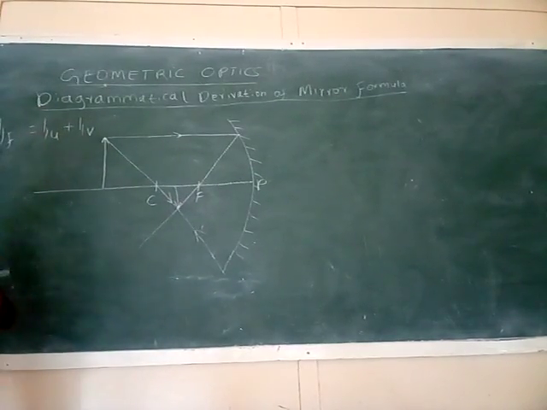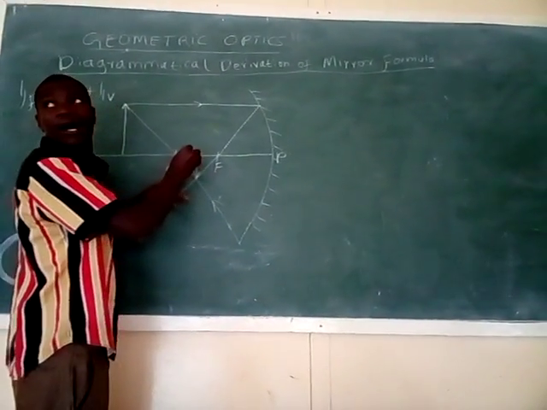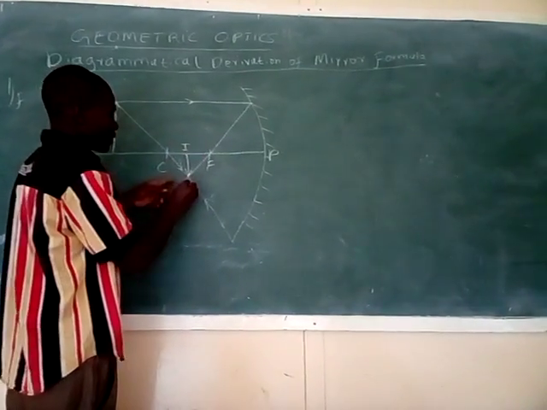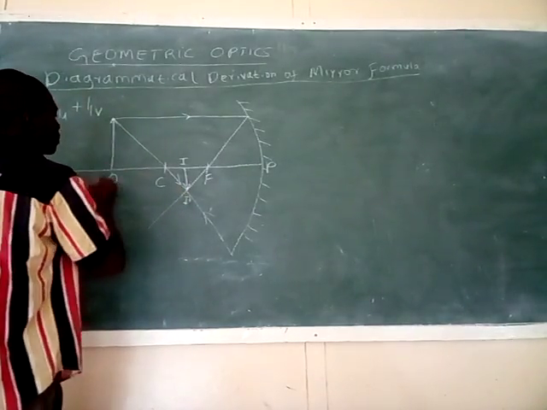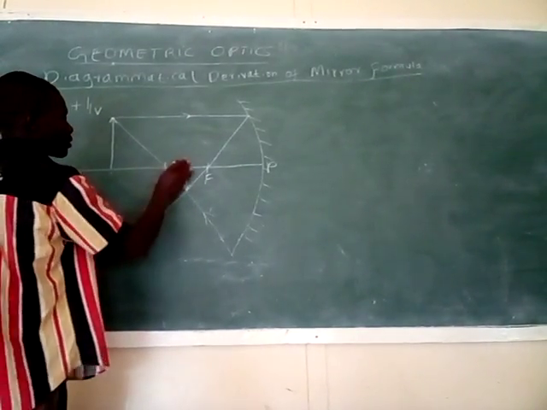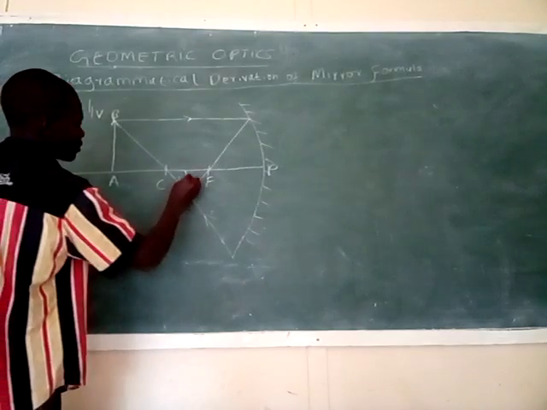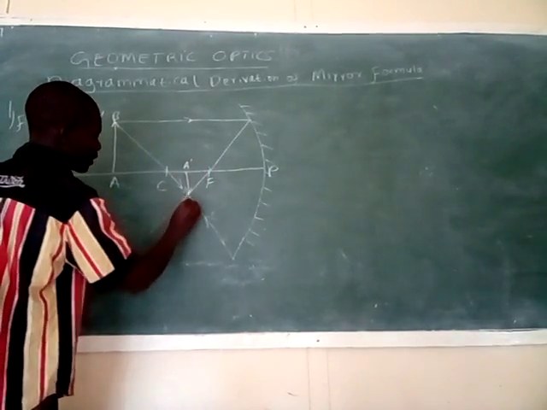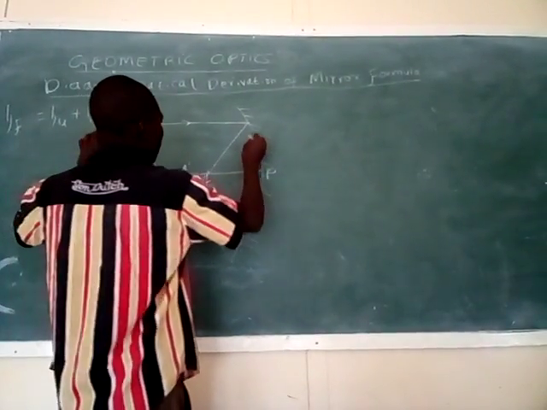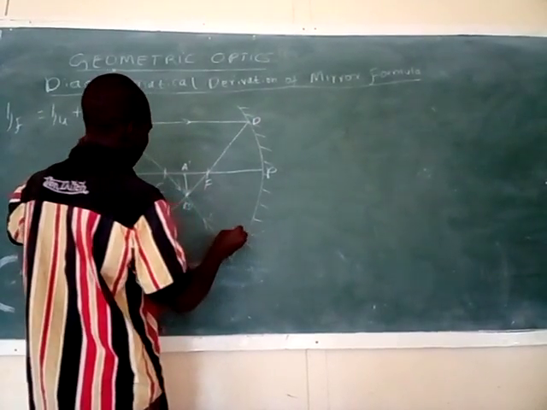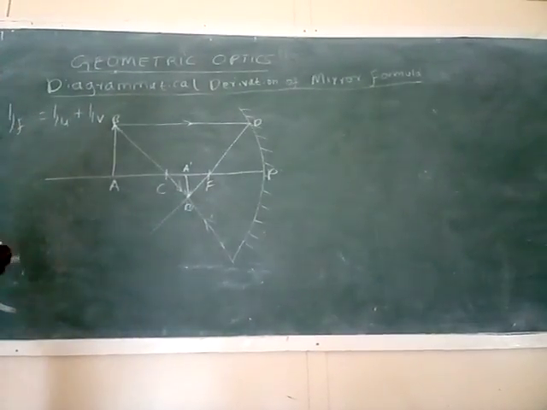Are we together? So this is our image. We can call this one I, and this one I prime. This is our object. In fact, let me label: this is A, then this is B. This is our A prime, B prime. The point at which this ray passes can be our D, and you can cross this one that way.